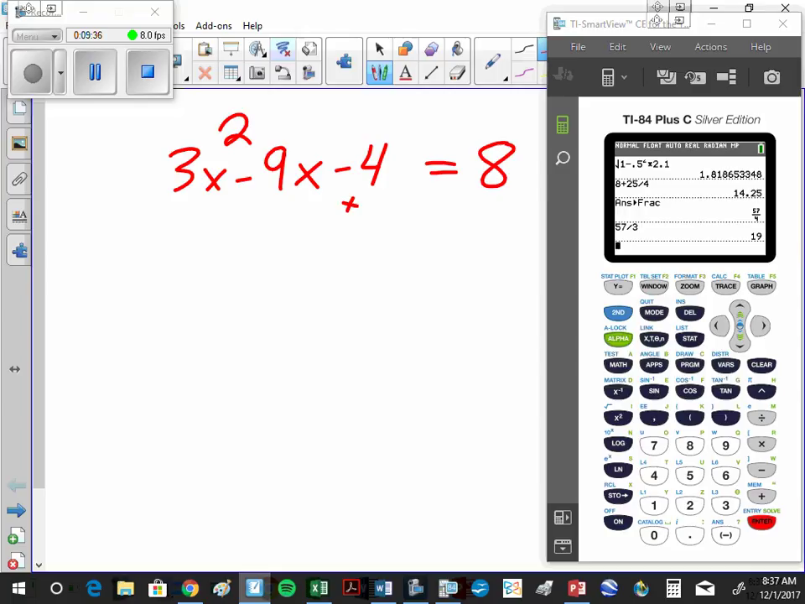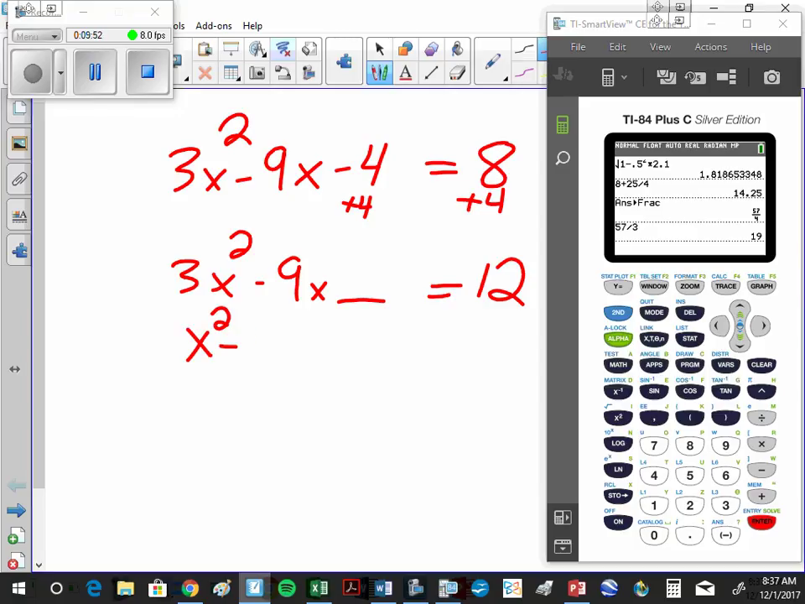I add 4 to both sides. And I end up with 3x squared minus 9x, leave a space, equals 12. Now can I pull out a 3? Yes. So this is solvable. Divide everything by 3. X squared minus 3x, leave a space, equals 4.